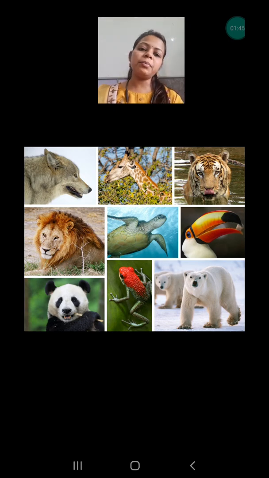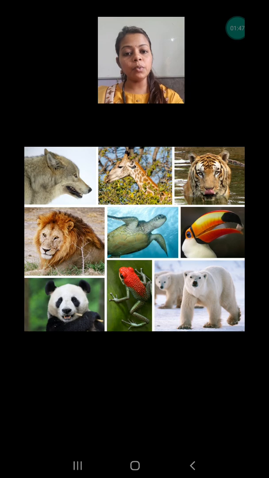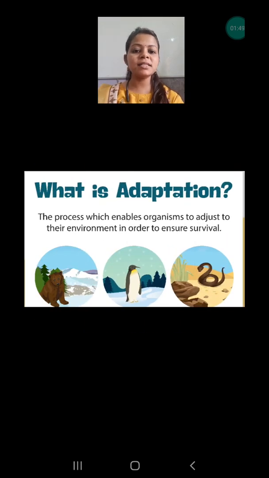In this chapter we are going to study exactly that, which is known as adaptation. Adaptation is the special features of an animal that make it suitable to survive in its own surrounding. What does own surrounding mean? The animals that are living in very cold places are living there because they have some special features in their body that make them comfortable to survive in that surrounding.